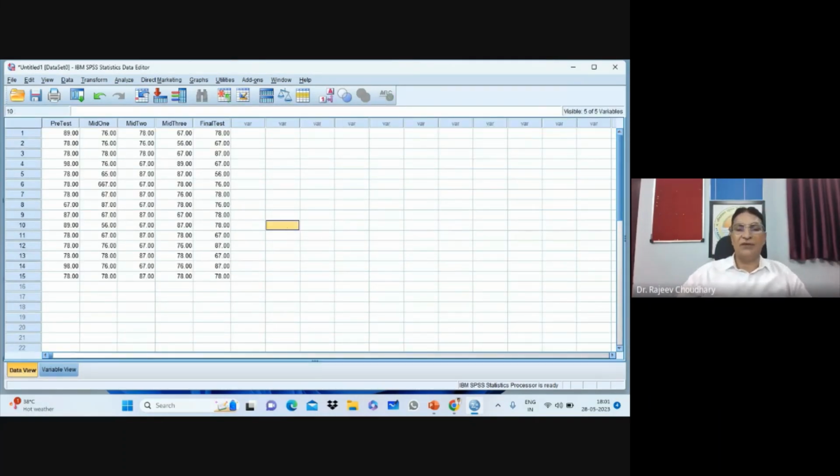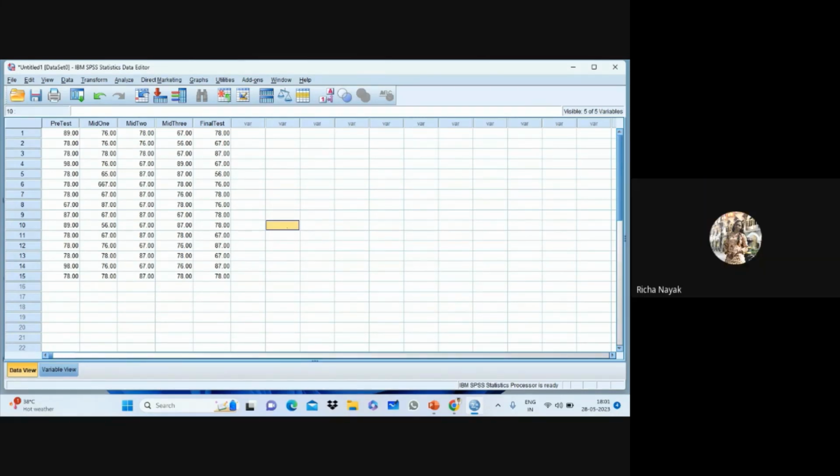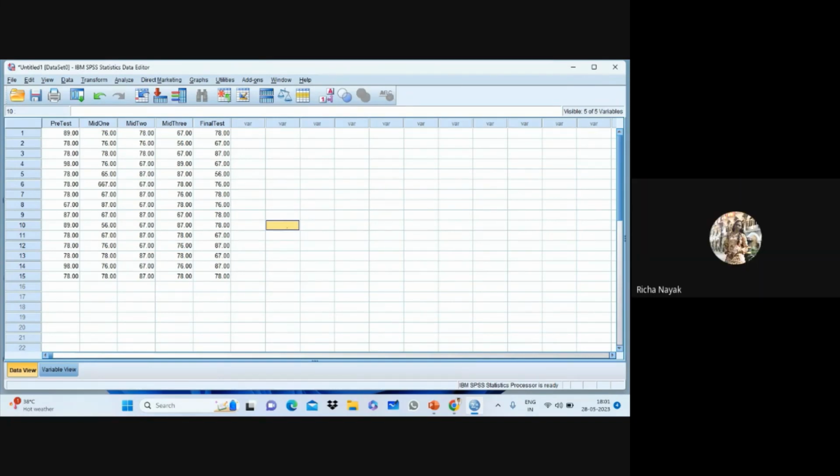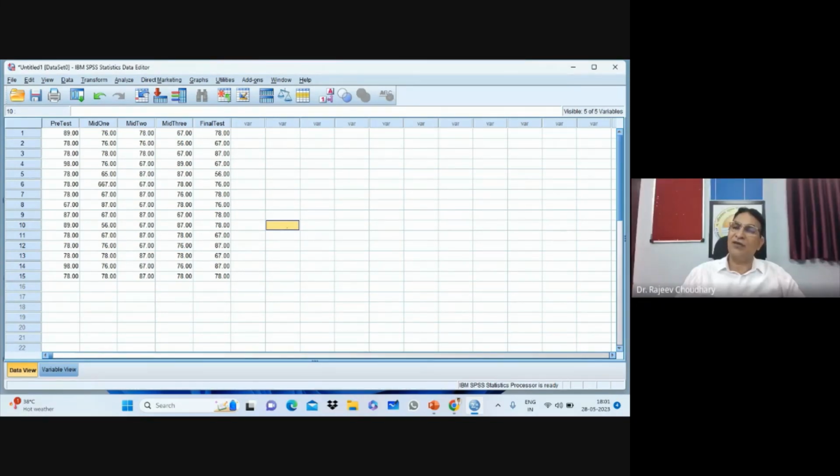Data entry is complete. Which statistical tool will be used? Sir, repeated measure analysis of variance. Not ANCOVA, ANOVA. Repeated measure ANOVA, repeated measure analysis of variance. Another name is trend analysis with one standard condition.